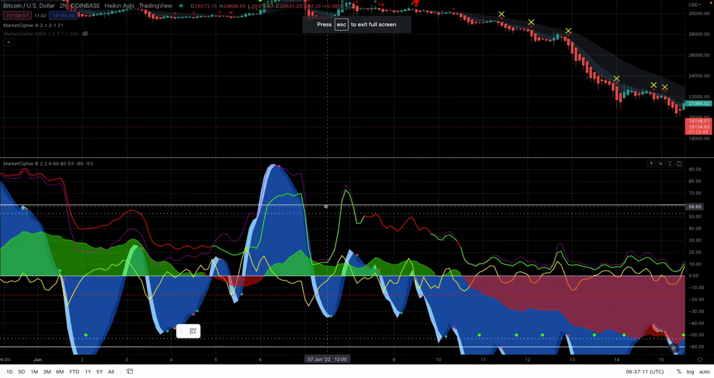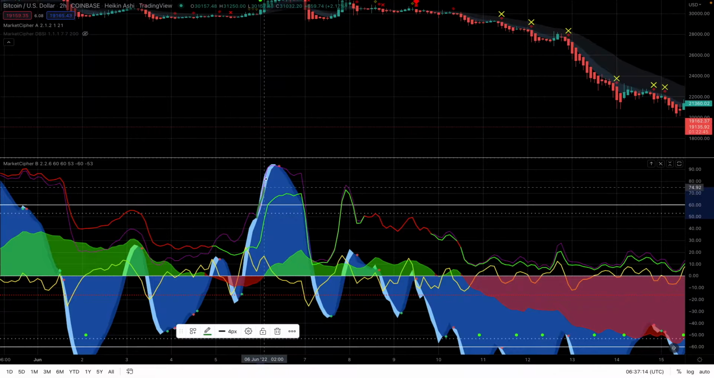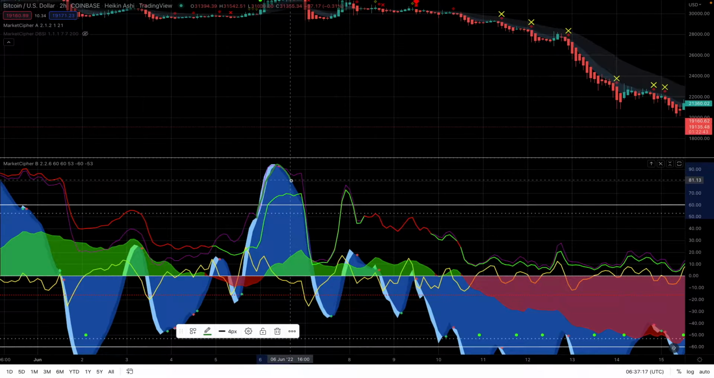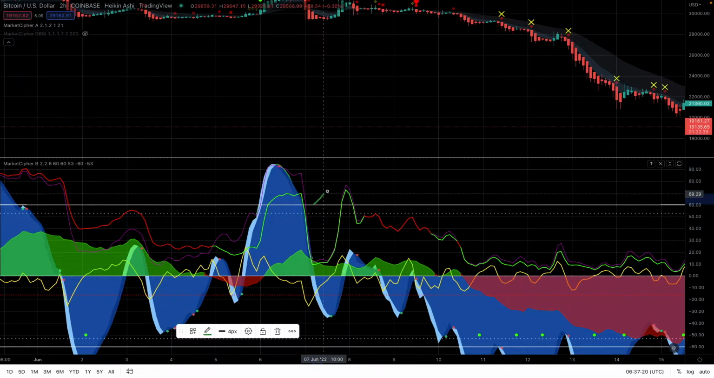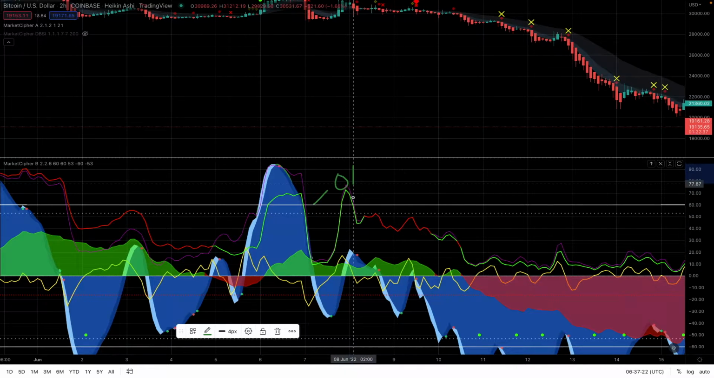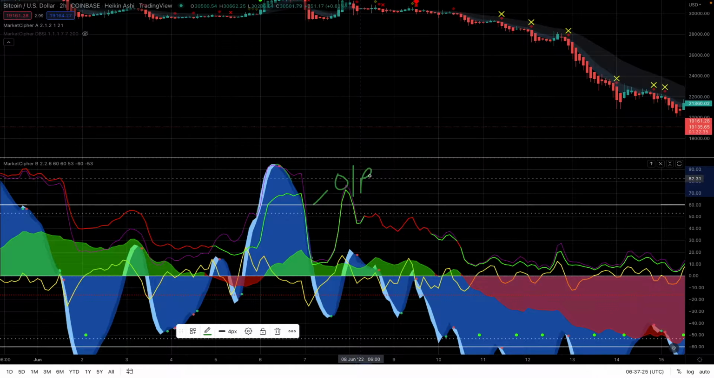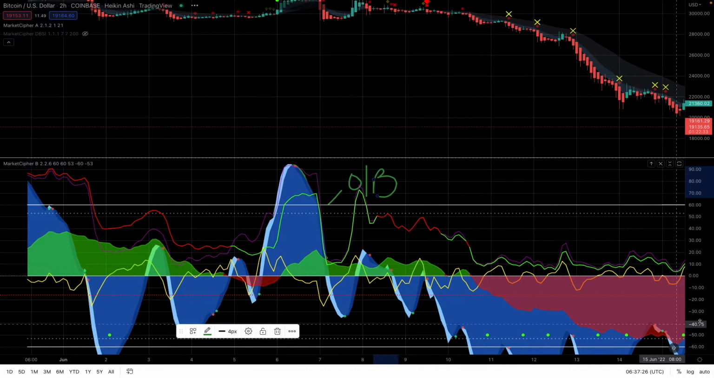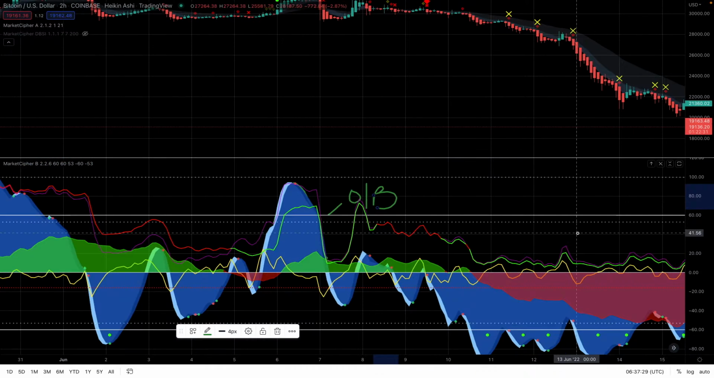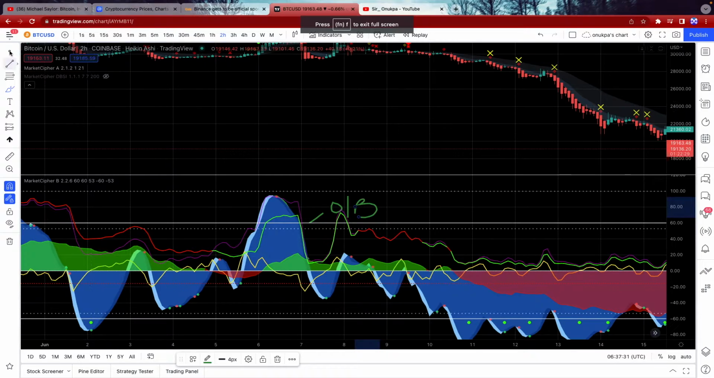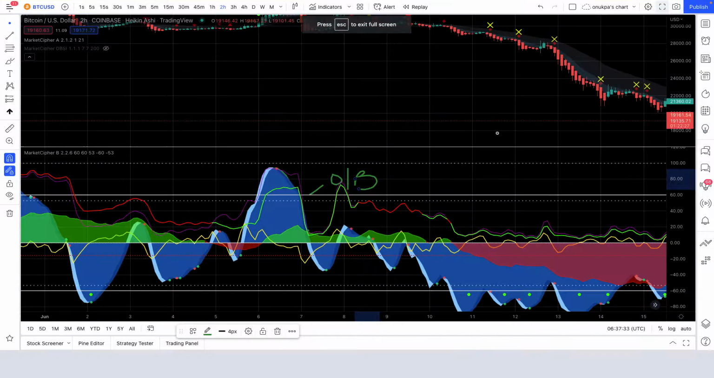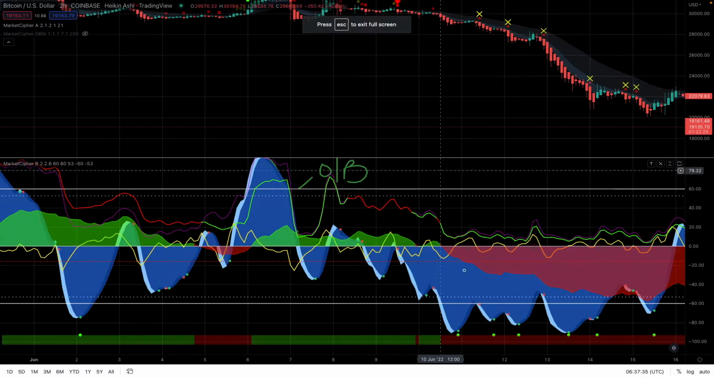So let's go back to this 60 line that we used to talk about. This is the 60 line. Anytime momentum crosses the 60 line, we already know there's a downtrend coming. This is the overbought territory line. The same goes for the oversold. So let's come down here and deal with the oversold.